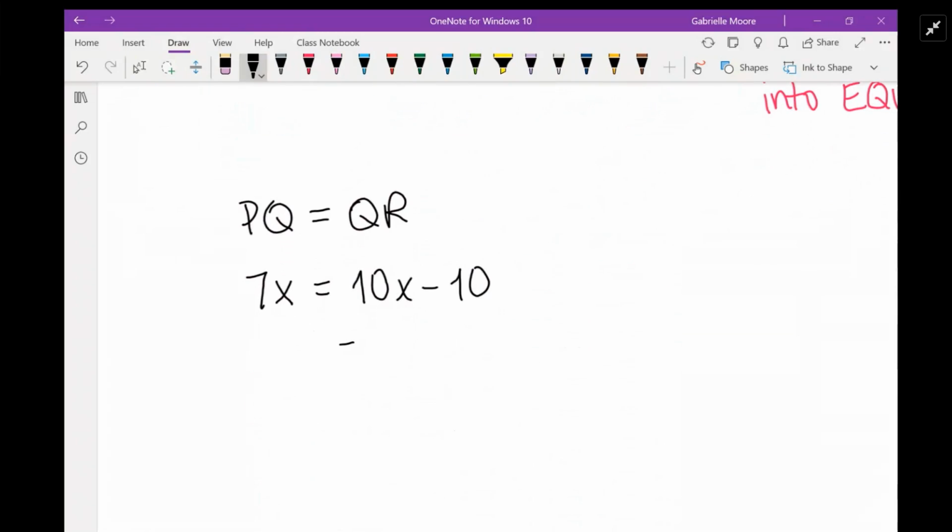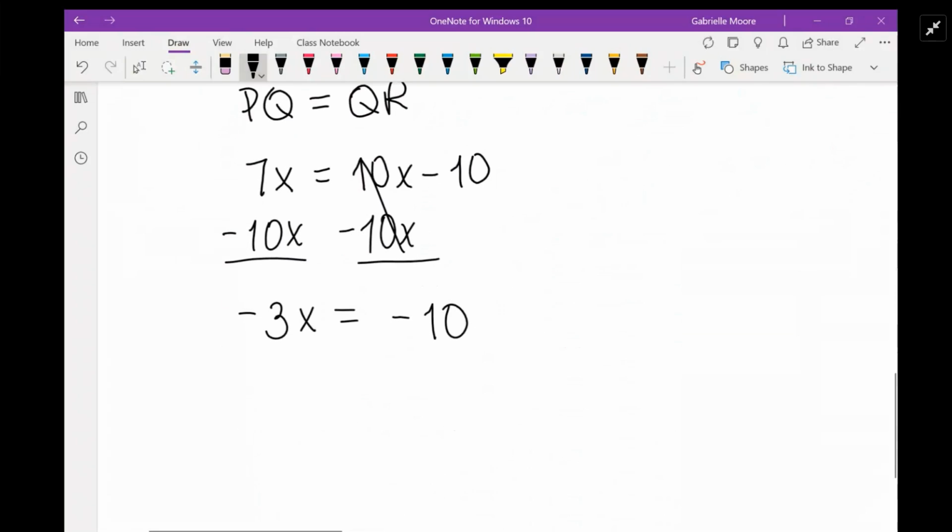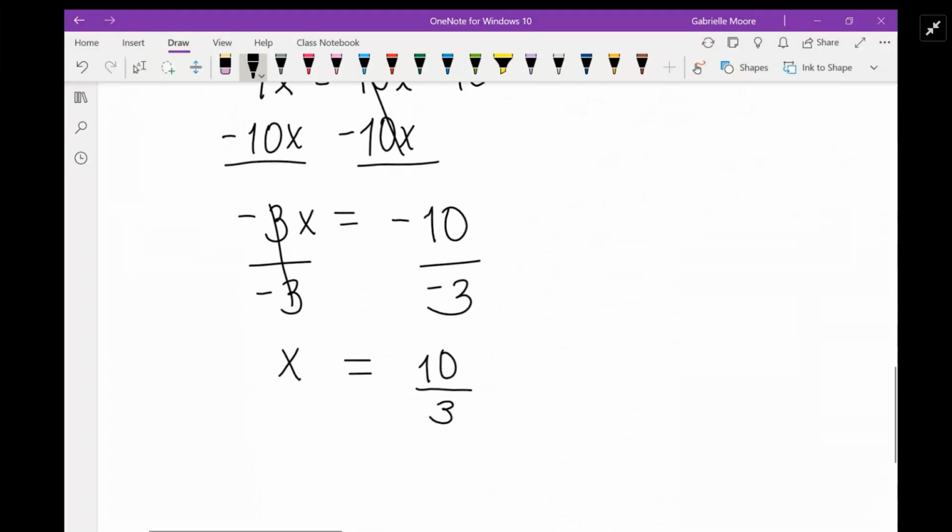So we're just going to combine like terms. So we get here negative 3x equals negative 10. And then finally divide both sides by negative 3 to isolate x. And we get here 10 over 3. I'm just going to leave it as a fraction, and notice that we can't really reduce it because they don't share any factors to reduce.